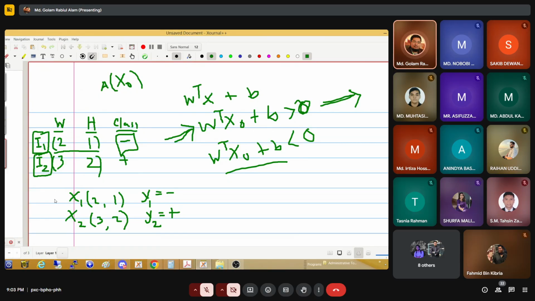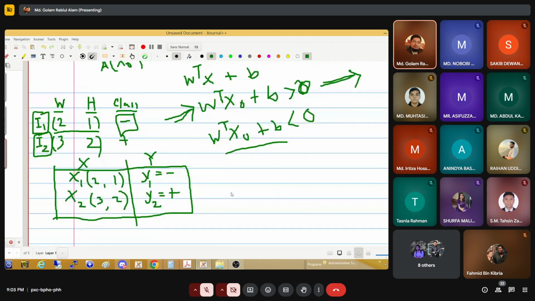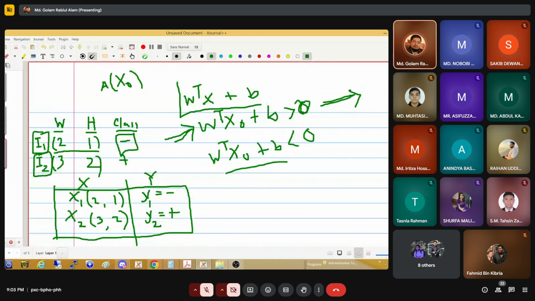So that means in our data set, we have not only the feature values, but also the class levels. The class levels are y and our feature values are x. Okay, so class levels are y. So now, W transpose x plus b, this is the equation of our hyperplane. So W transpose x plus b equals 0.